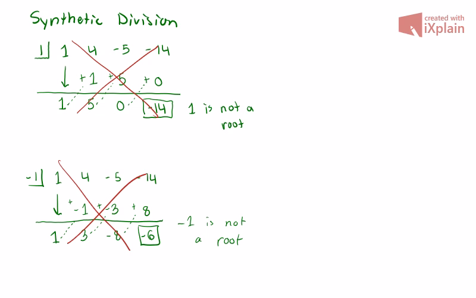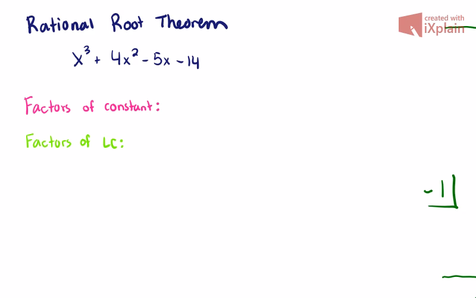So I've tried my two default options of 1 and negative 1, and now to know what other numbers are options, I need to use the rational root theorem. Okay, so we're going to use the rational root theorem. I have rewritten the polynomial here for you just for reference.